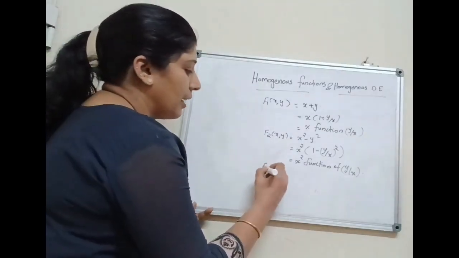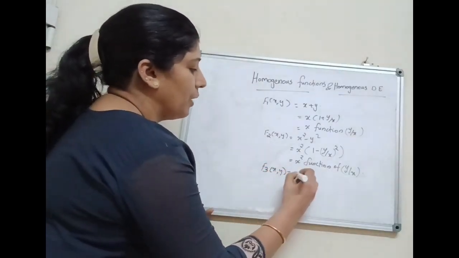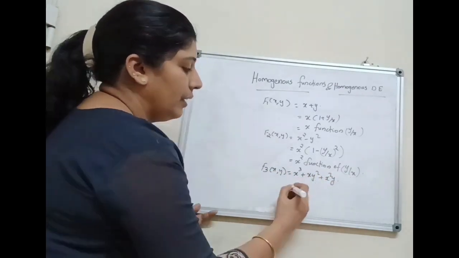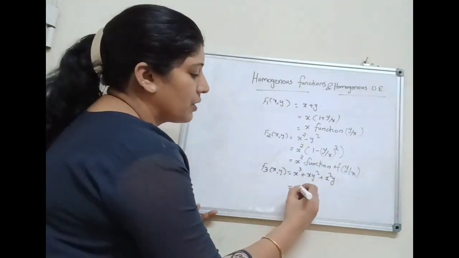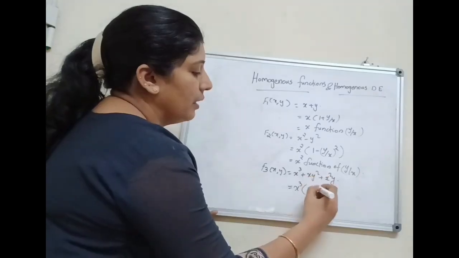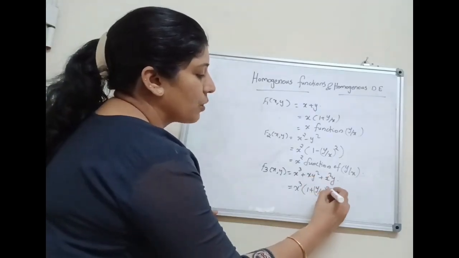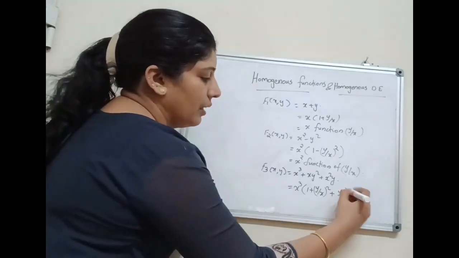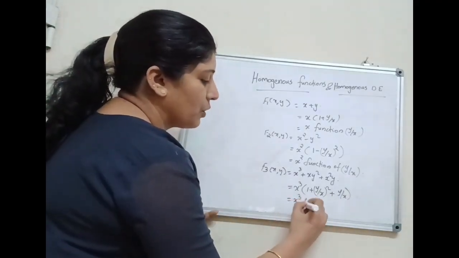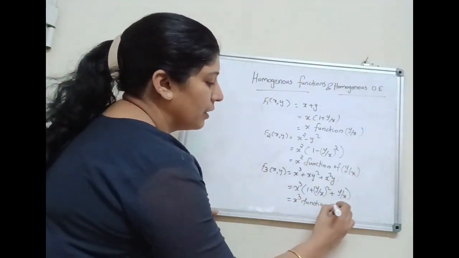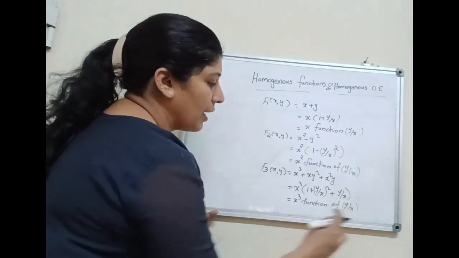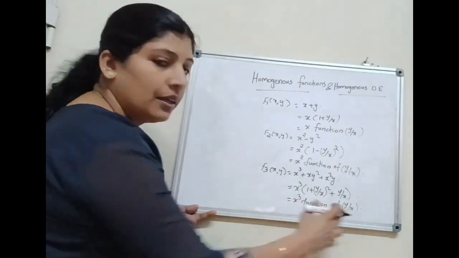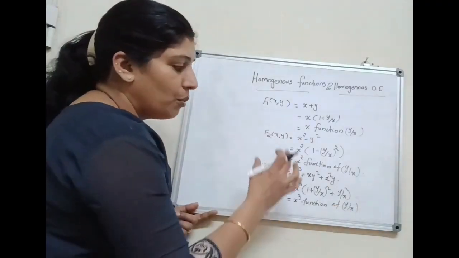Let us consider another example. f3 of x, y equal to x cube plus x y square plus x square y. It is equal to x cube into 1 plus y by x whole square plus y by x. That implies it is equal to x cube into a function of y by x. That is, here the variables are in the same degree. This type of functions are called homogeneous functions.